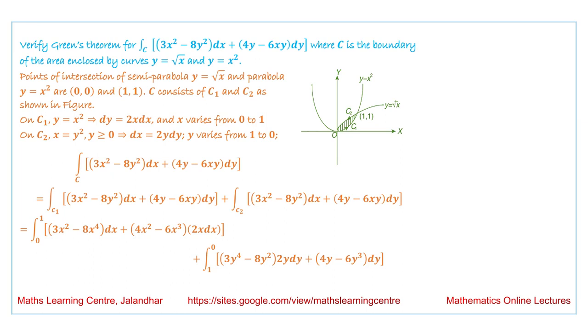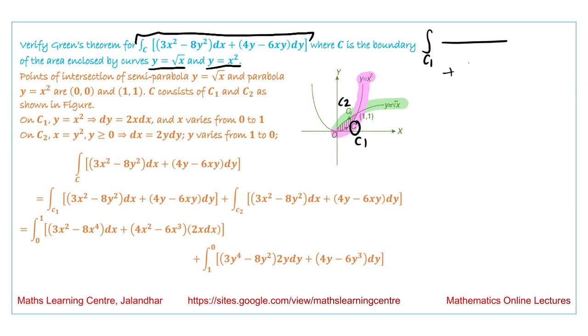Next is to verify Green's theorem. This integral is given where C is the boundary enclosed by the curves y equal to root x and y equal to x square. So we are talking about two parabolas. One is y equal to square root of x, and the second is y equal to x square. First of all, we are integrating this term. Say this is the curve C1, and this is the curve C2. Over the curve C1 we have this integral, plus over the curve C2 we have this integral.